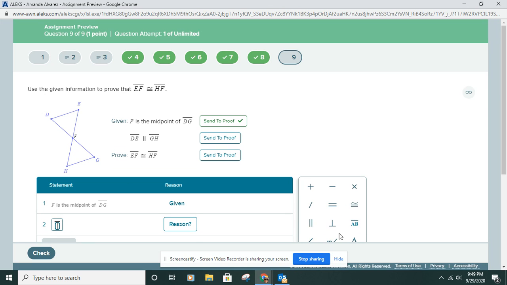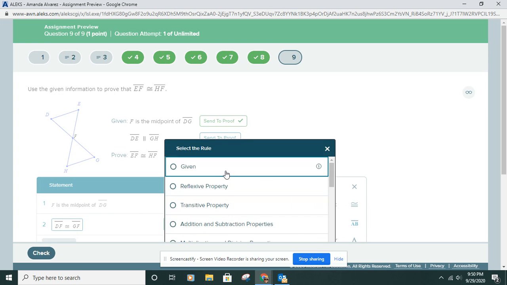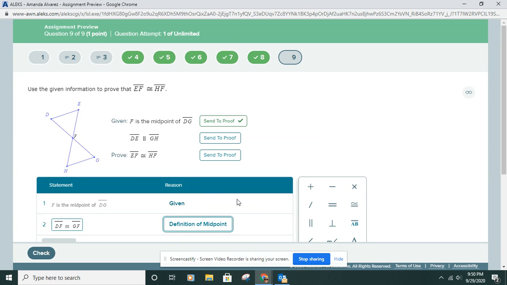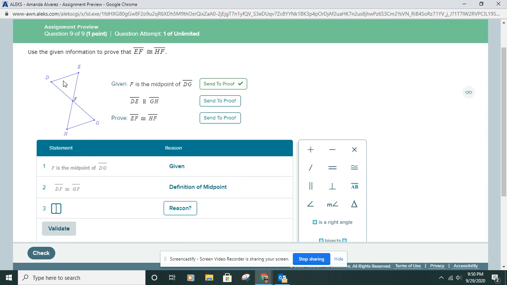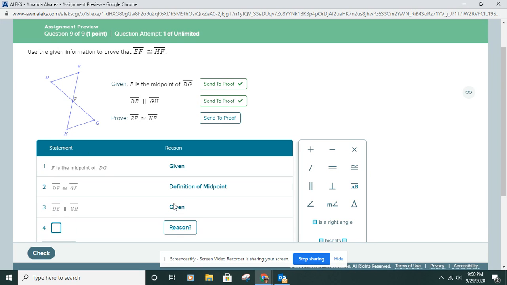So I'm going to do segment DF, congruent to GF. Dang, I keep forgetting to put congruent. And that again, I'm looking for midpoint, probably definition of midpoint. Definition of midpoint. Okay, validate that. And then what else? Oh, then the parallel lines part. I also am noticing I have vertical angles, so I might have to use that. So far all I have for congruence is one side. So I'm going to send to proof my other given.